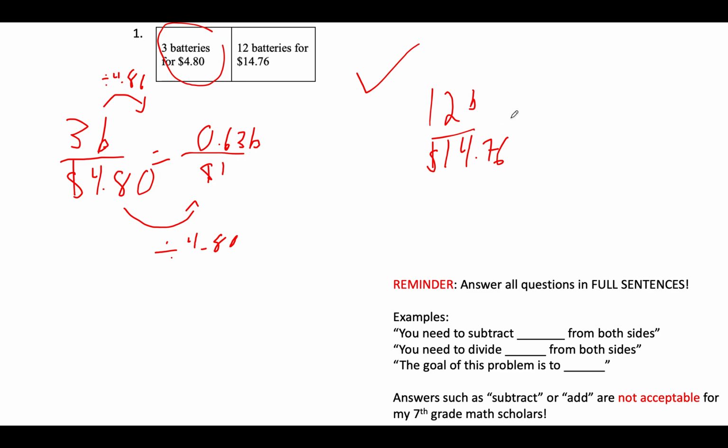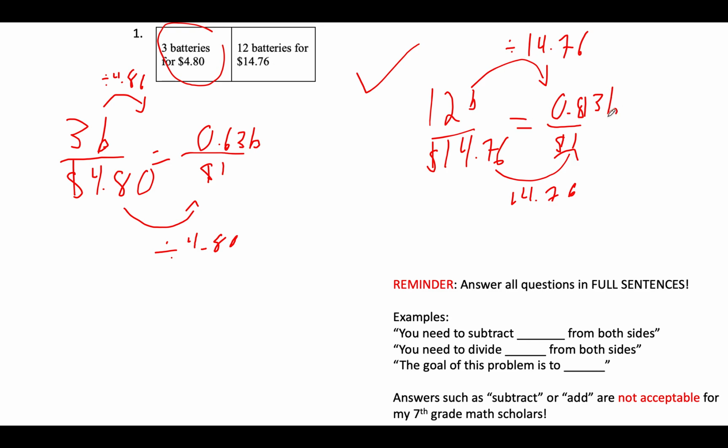Over here, we're going to do the exact same thing. We're going to divide both sides by our denominator of 14.76 to find out how many batteries $1 can buy us. And we're going to get $1 on bottom and approximately 0.813 batteries here. So from this, we know that we can buy more batteries with $1. We can buy about 0.2 more batteries with $1 for this one, so our better deal is going to be the 12 batteries for $14.76.